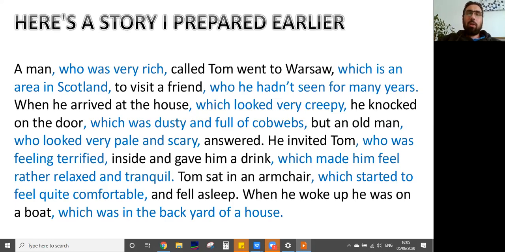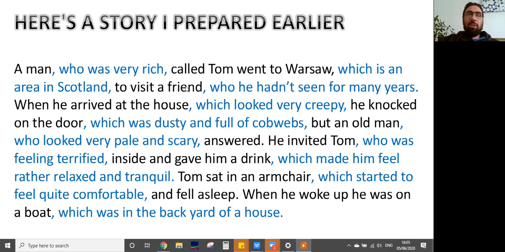A man, comma, who was very rich, comma, called Tom, went to Warsaw, comma, which is an area in Scotland. So we have which, and we're going to use the preposition in with it. To visit a friend, comma, who he hadn't seen for many years. When he arrived at the house, comma, which looked very creepy. So now we're making it sound a little bit scary, yeah? Because we have a creepy house here.